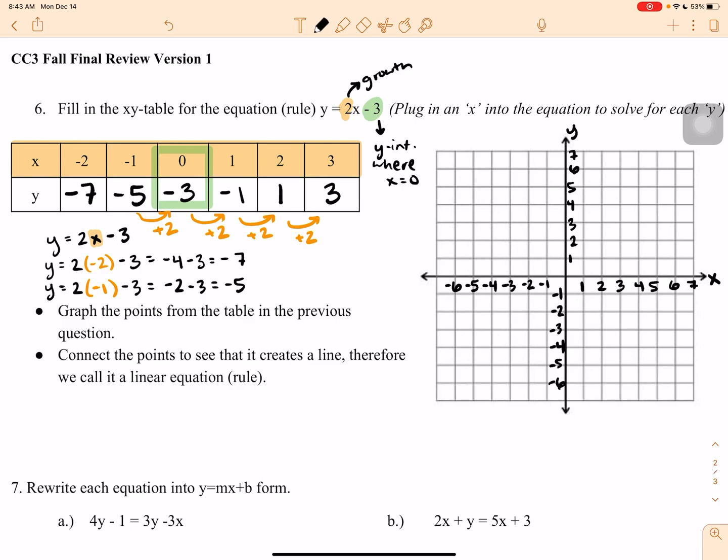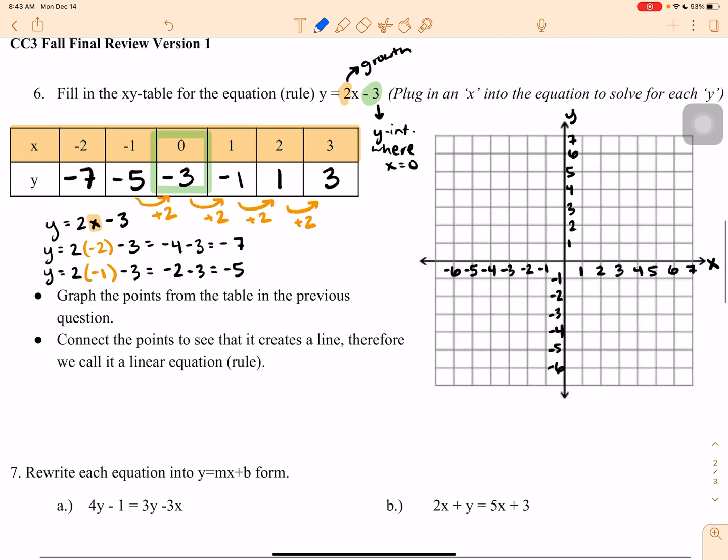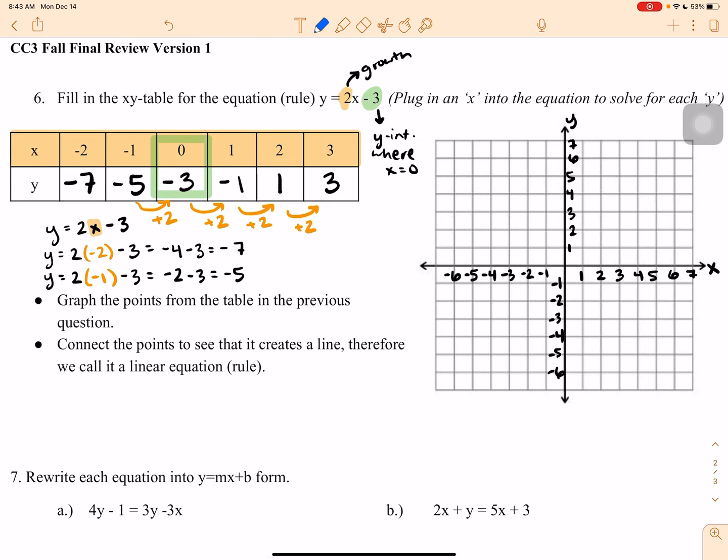So my first point I'm going to go ahead and plot is -2. Whoops. Sorry, guys. There we go. The first point I'm going to plot is -2, -7. So I'm going to go to the left 2 and then down 7. Okay. So that's my first point. -1, -5. So you always go left to right first. 0, -3 is right there. +1, -1 is going to be right there. 2, 1, 3, 3.